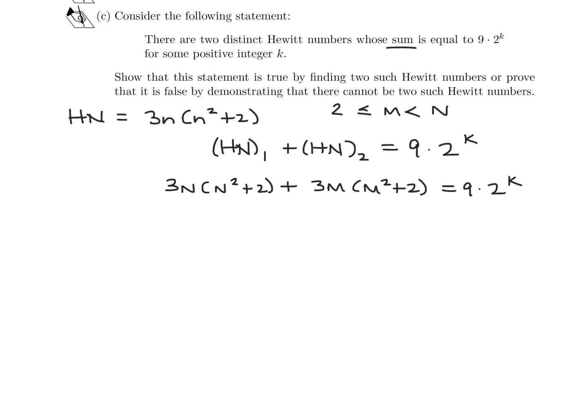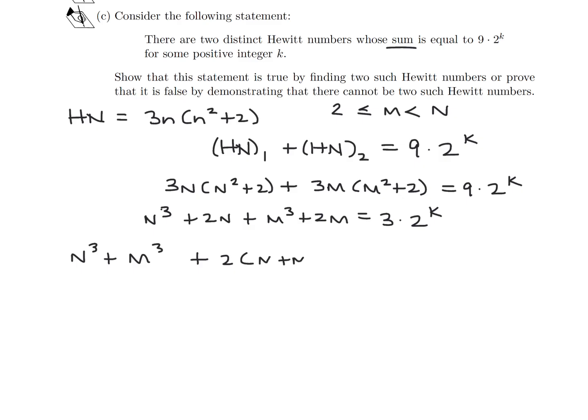So first let's divide through by 3 and then multiply out. So that'd be n cubed plus 2n plus m cubed plus 2m. And then since we divided through by 3, that just becomes 3 times 2 to the power of k. And then the n cubed and m cubed I'll group together, and then the 2n plus 2m, I'll just do a little bit of factoring there.